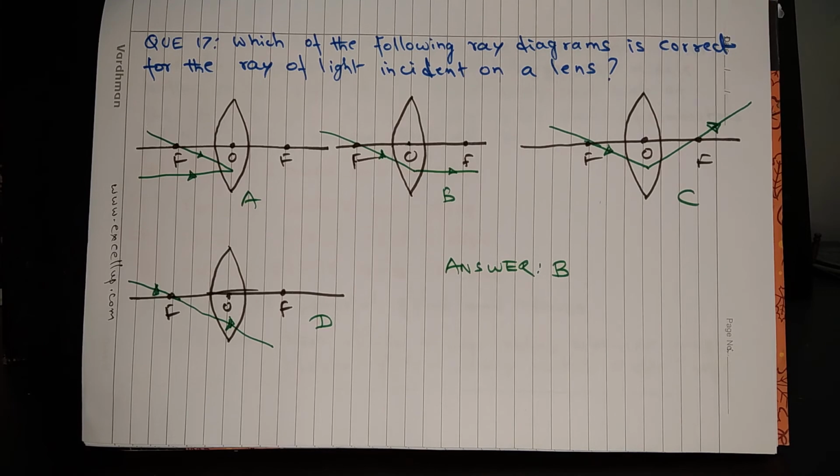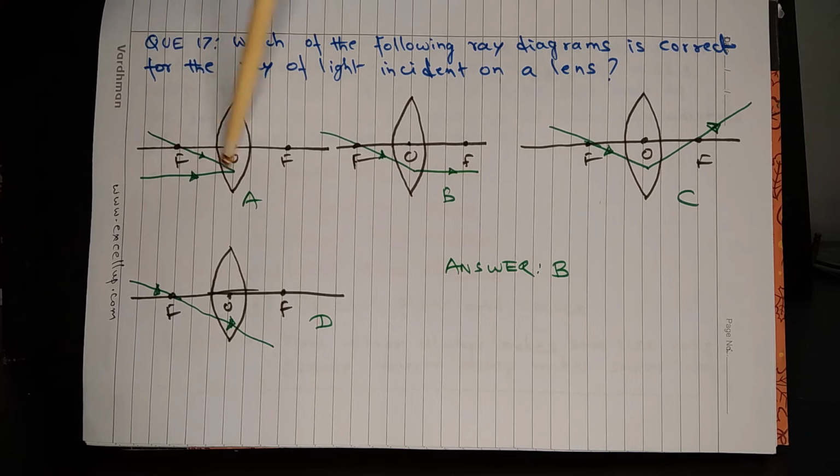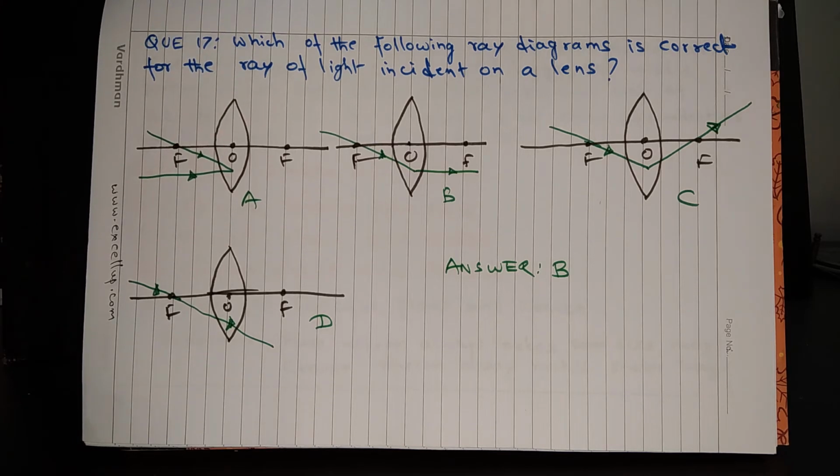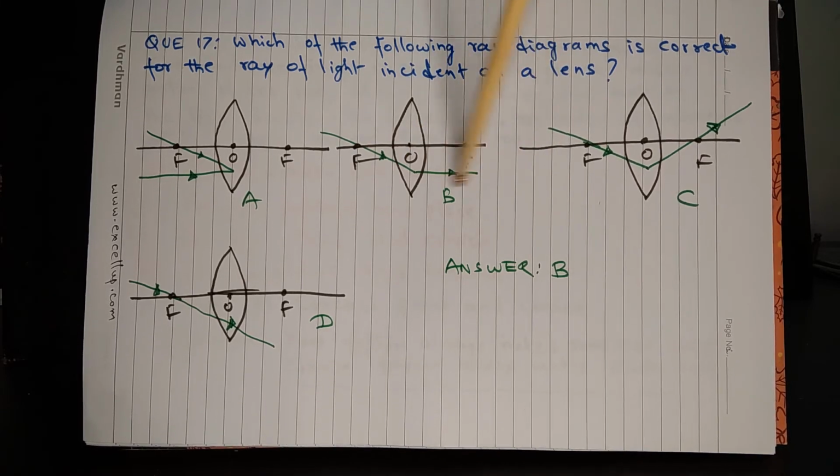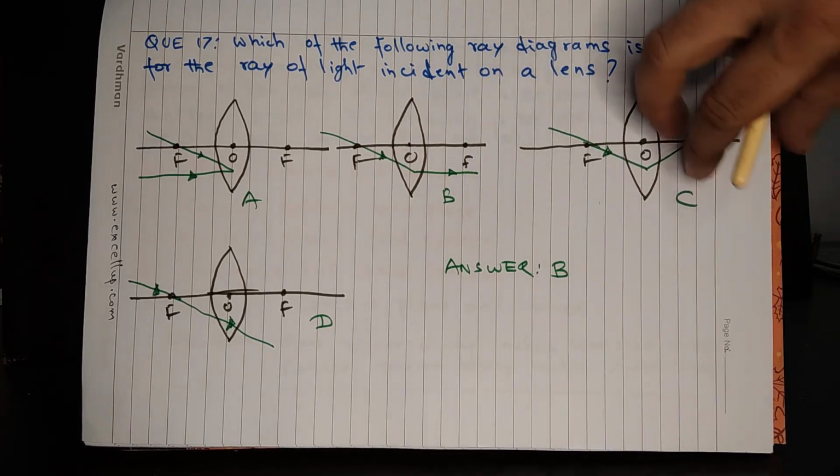Question 17. Which of the following ray diagrams is correct for the ray of light incident on a lens? So these are convex lenses. The incident ray is passing through the focus, and we know that when the incident ray passes through the focus, it emerges parallel to the principal axis after refraction from the lens. So B is the correct answer. So this is the incident ray, this is the refracted ray, and it is parallel to the principal axis.